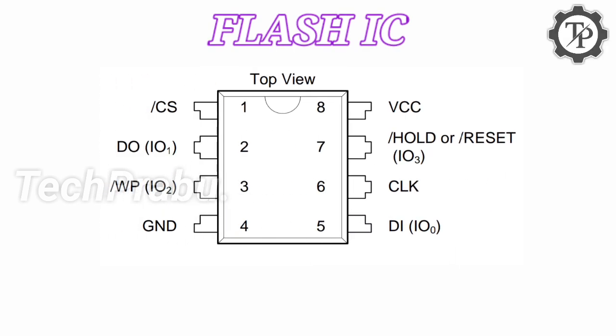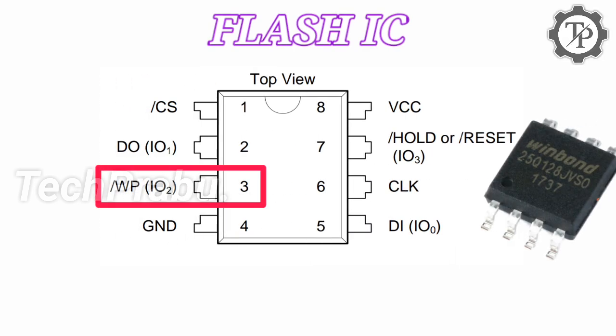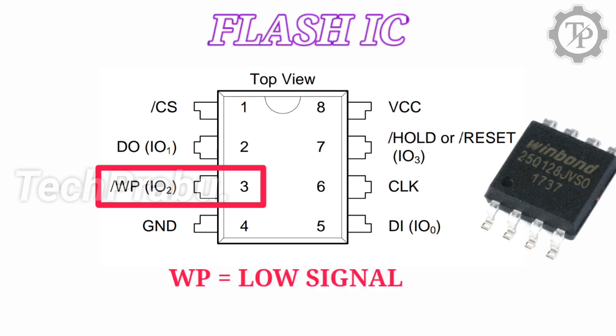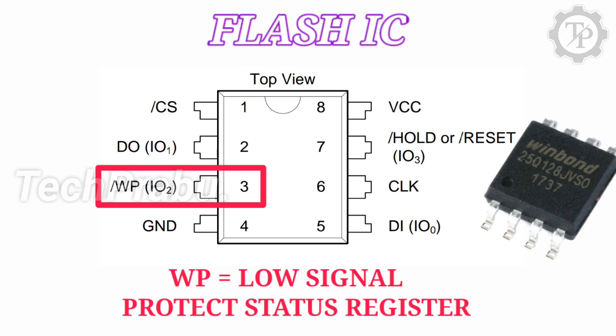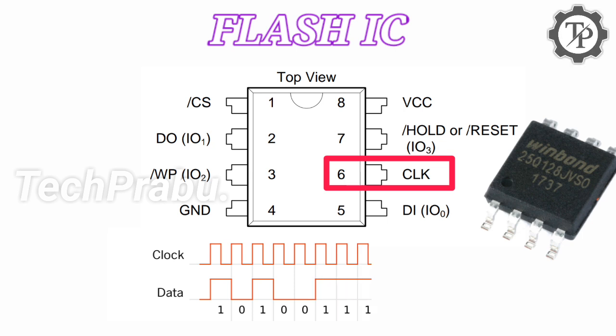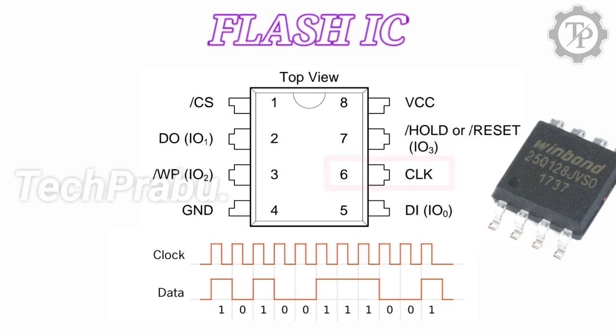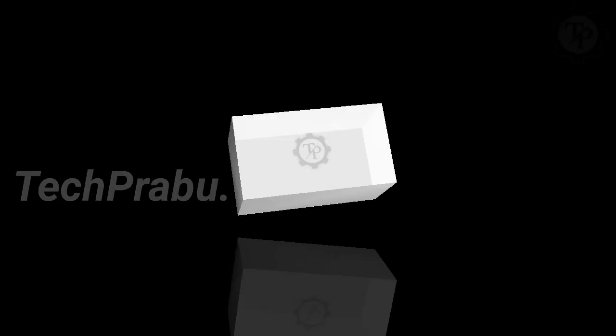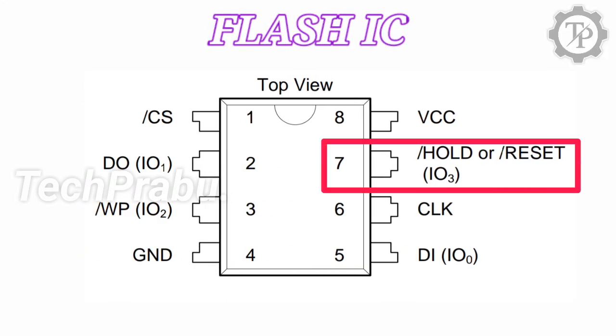Next, third pin is WP. It means write protection. When the WP gets an active low signal, then it can be used to protect the status register data. Simply, while doing the writing operation, WP pin will stop all the unnecessary data to the memory IC. Then the sixth pin is clock. This IC can perform all the work with the help of rising and falling edge of the clock signal. Then seventh pin is hold or reset.